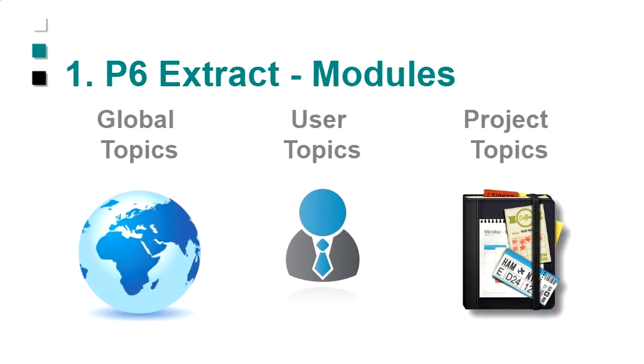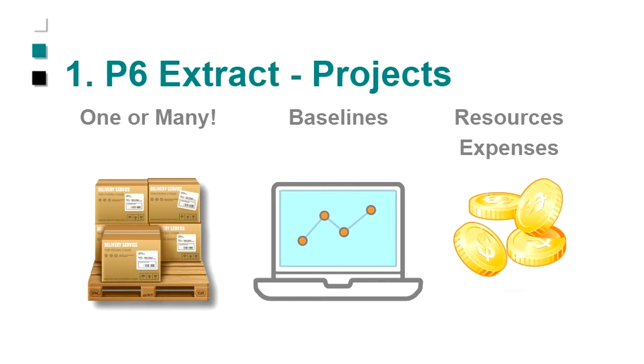So what do we do? The first thing we typically do is extract the data that we want to look at. We can extract global data, user data, project data. When we get to project data, we can extract one project or many projects. We can extract just a project, or just the baselines of a project. We can extract the resources and expenses of that project.